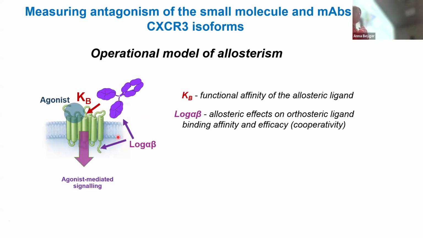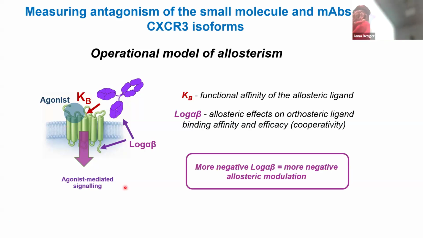And then we also have a parameter called log alpha beta, which measures cooperativity. That basically means how the allosteric effects the antibody exerts on orthosteric ligand binding propagate down to how it inhibits the agonist-mediated signaling. In general, a more negative log alpha beta means more negative cooperativity, so more negative allosteric modulation.